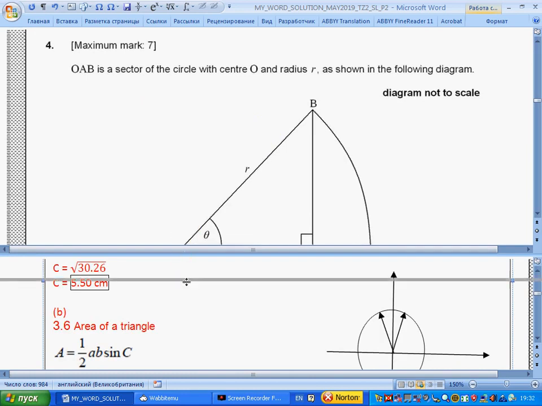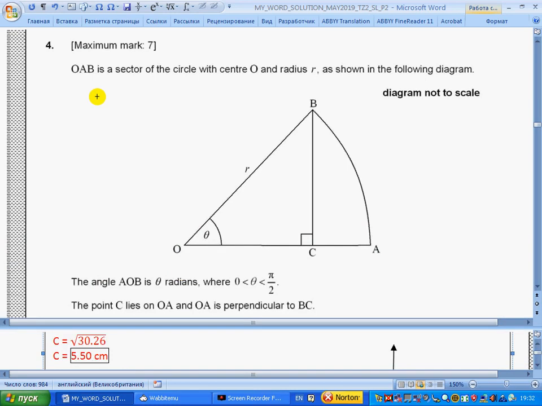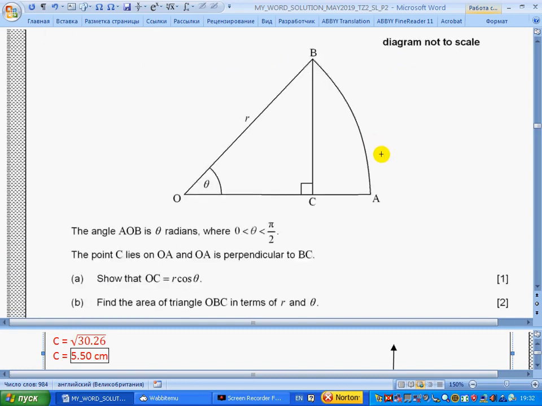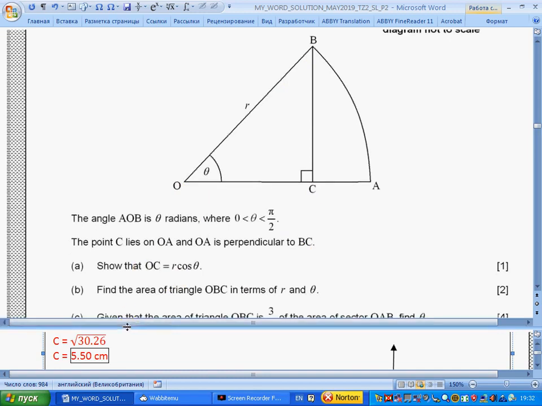Let us look at this question. AB is a sector of a circle with center O and radius r as shown in the following diagram. The angle AOB is theta. Theta is between 0 and pi over 2. The point C lies on OA and BC is perpendicular to OA. Show that OC equals r cosine theta.